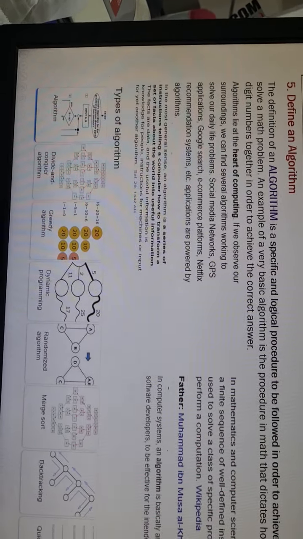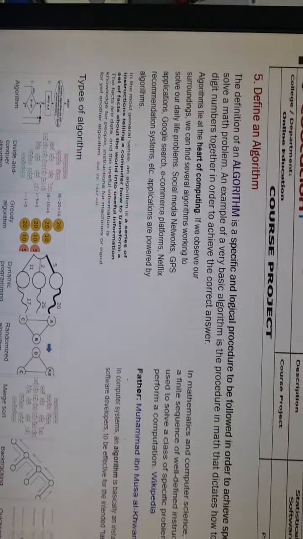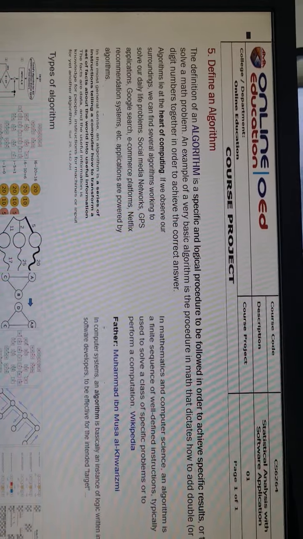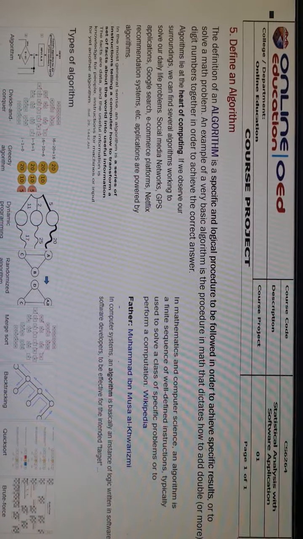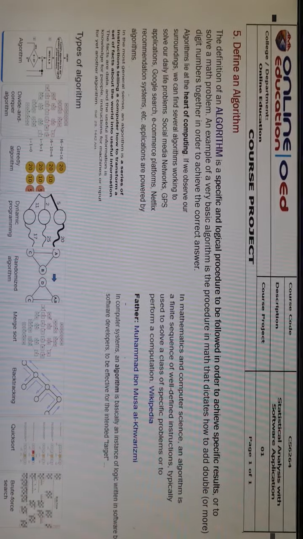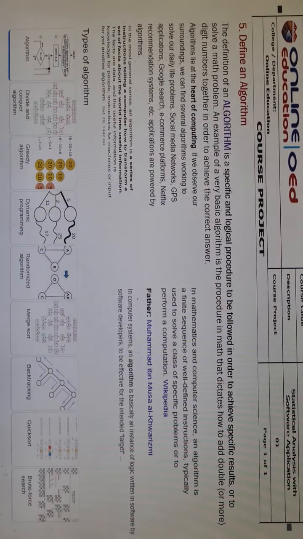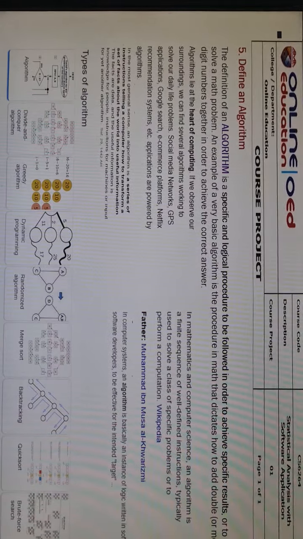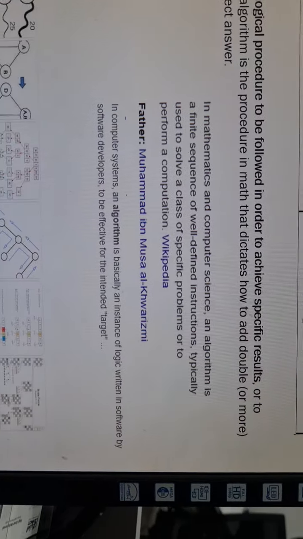Next, define algorithms. The definition of an algorithm is a specific and logical procedure to be followed in order to achieve specific results or to solve a math problem. An example of a basic algorithm is the procedure in math that states how to add double or more digit numbers together in order to achieve the correct answer. There are lots of definitions which I gathered.